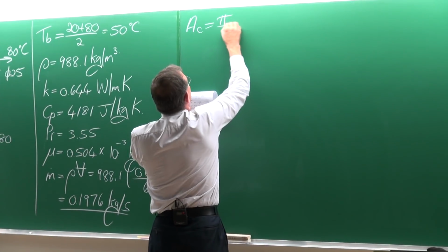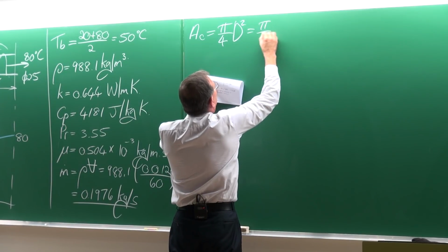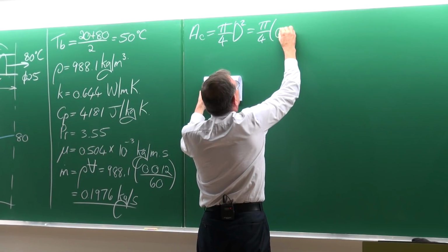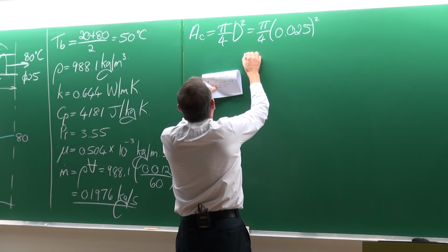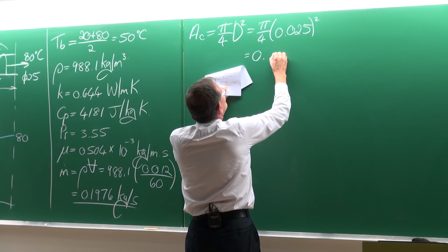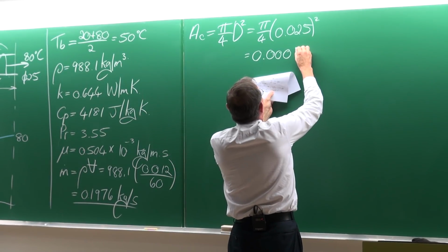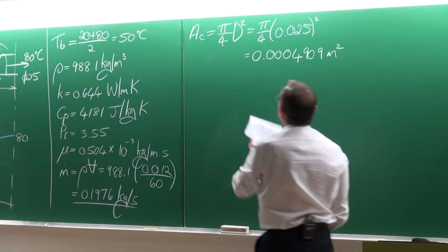Cross-sectional area is pi divided by 4, d squared. It's pi divided by 4, 0.025 squared. So the cross-sectional area is equal to 0.004909 square meters.